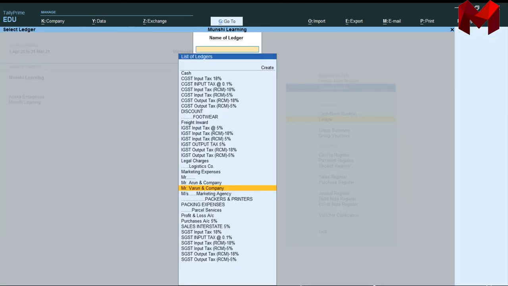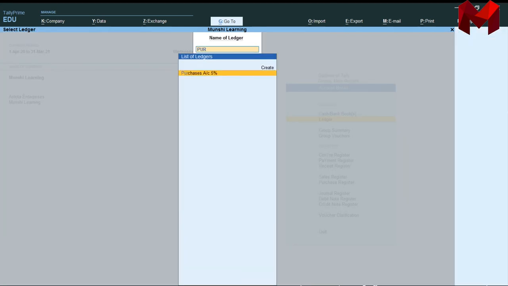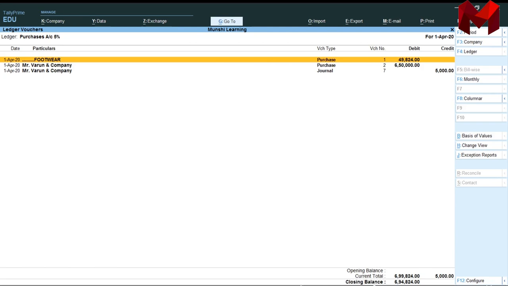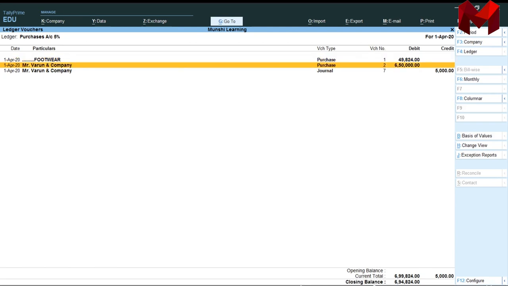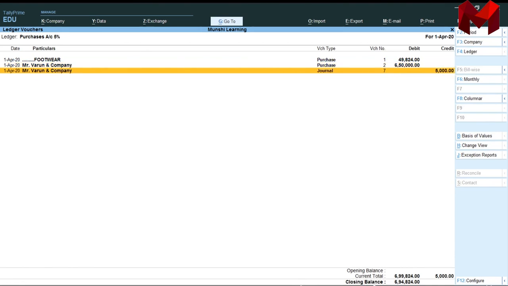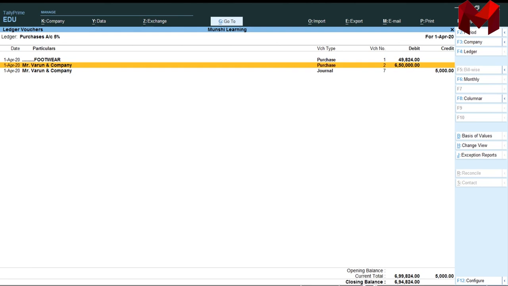Now if we see the purchases account, purchases 5%, see this. Against 6,50,000 of the purchase, 5,000 was reversed. So the net amount of these two entries was 6,45,000 rupees only. Only 6,45,000 is our purchase expense.